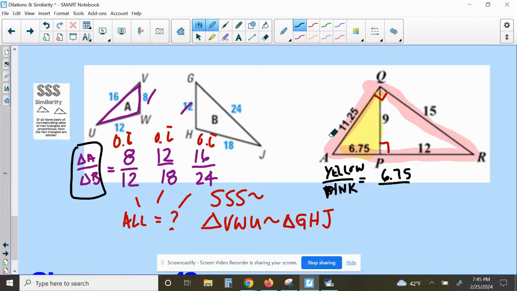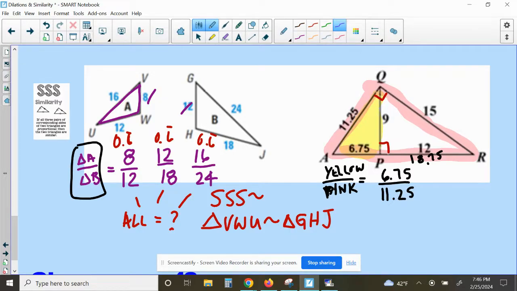Okay, now I'm going to look at the pink one. What's the smallest side on the pink one? I've got the 11. I've got the 15. What's this bottom one? I've got 12 plus 6.75. So altogether on the bottom, that is 18.75. You've got to add those up, right? So what's my smallest one in the pink triangle? That's going to be the 11.25, right?